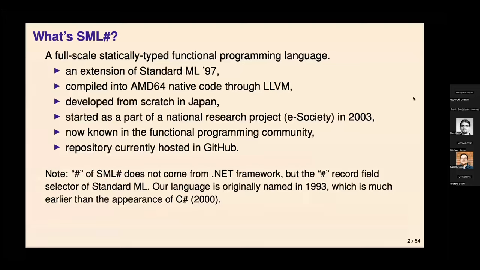Please note that some of you might regard SML# as a language of the .NET family because of this sharp symbol. It is not. SML# is not in the .NET family, and this sharp does not come from .NET. It comes from the record field selector in Standard ML. So actually this is an original language that appends a sharp symbol to its name. The name was originally given in 1993, which is much earlier than C#.